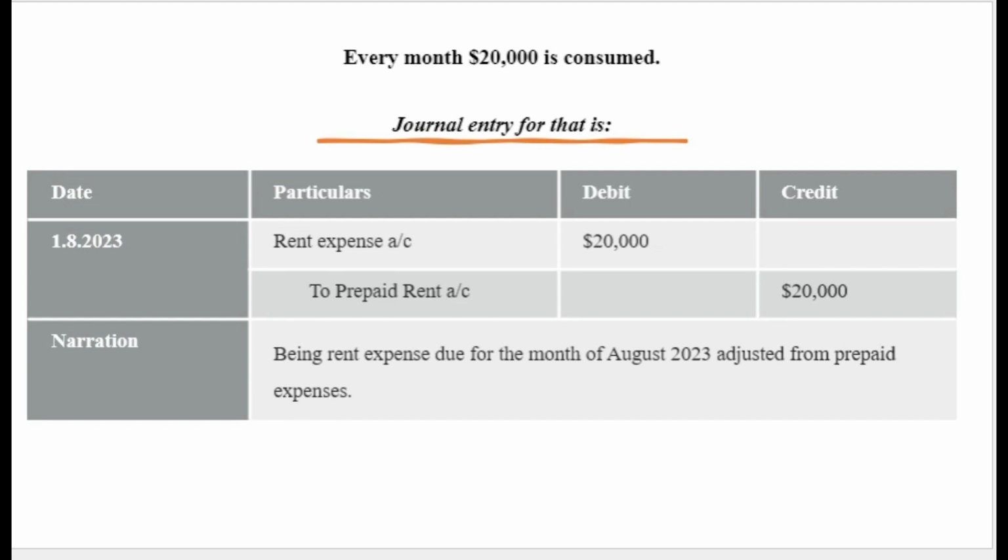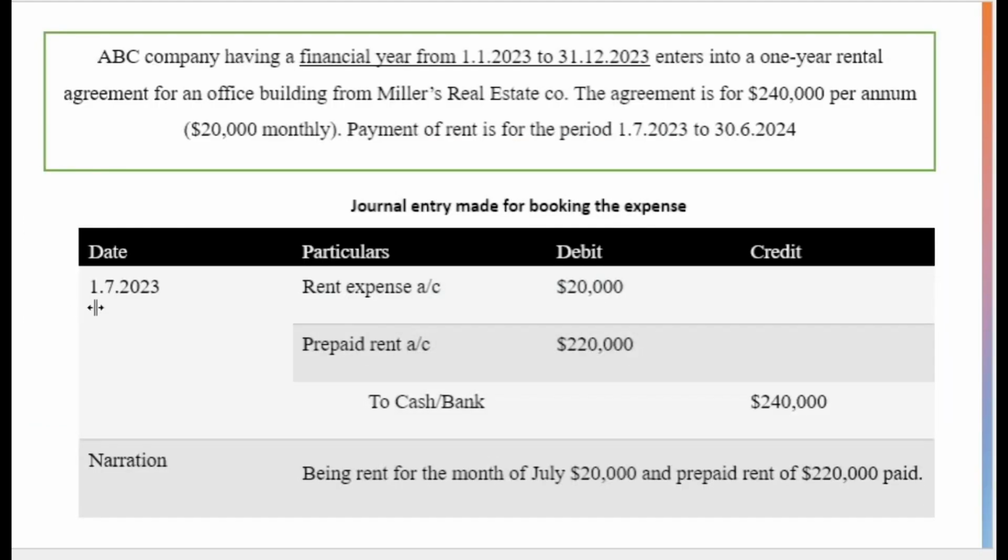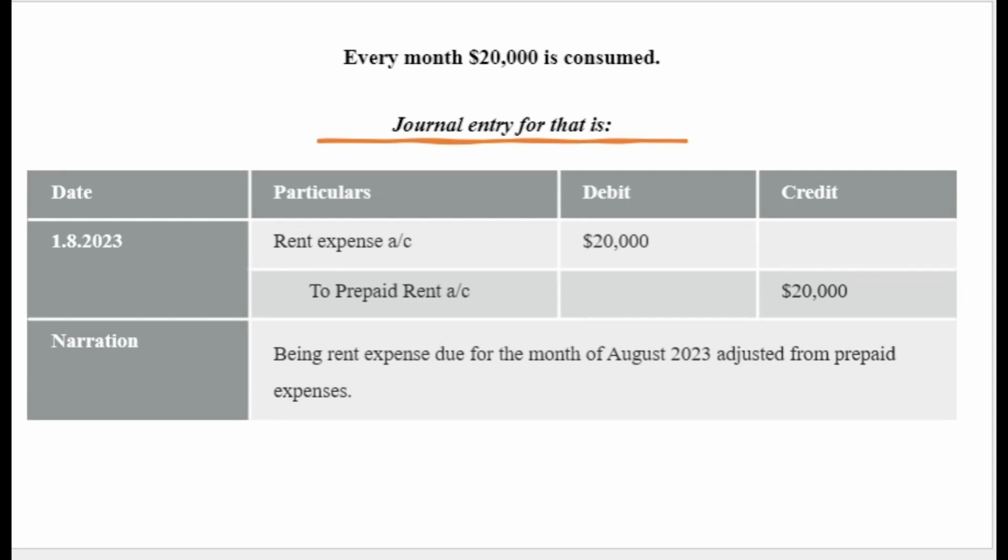Next, the adjustment entry would be passed for every month. That means from July we already passed this entry. In August, we make an entry every month: August, September, October, November, December. We make this entry till 31st December, so that every month this 20 has to be added onto the expense account. So in the month of August, we make this entry as rent expense account 20,000 debited to prepaid rent account 20,000. Being rent expense used for the month of August 2023, adjusted from prepaid expense.